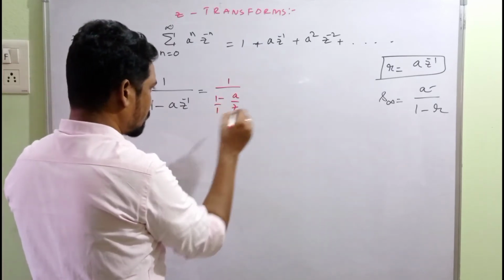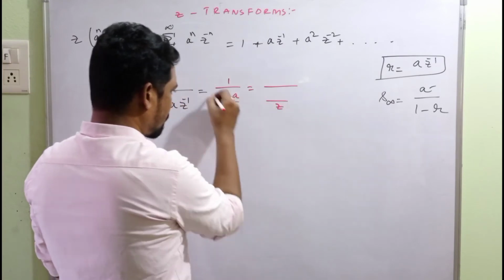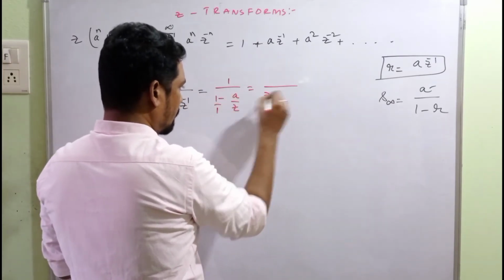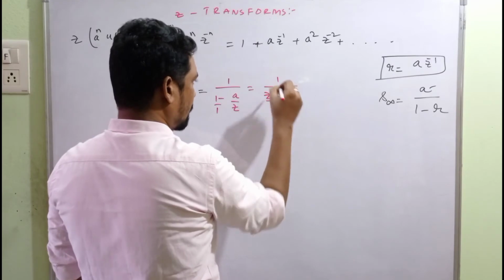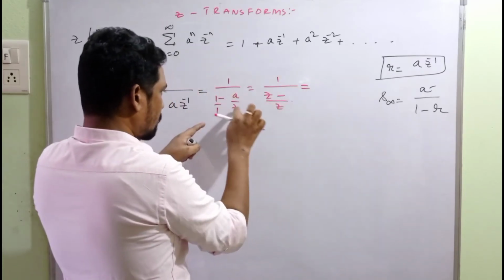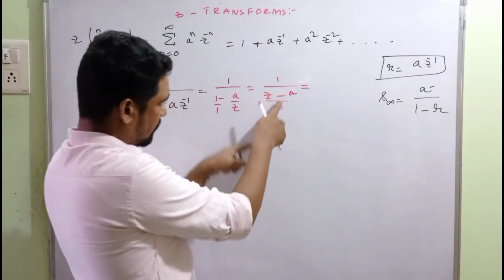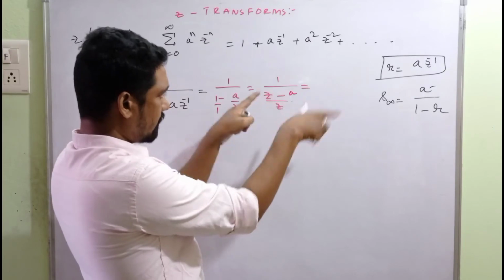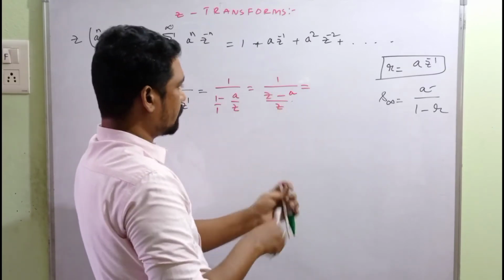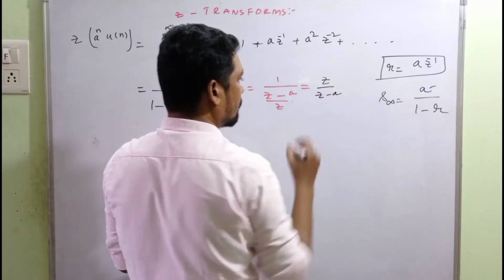So simplifying this one, that will give us the LCM. Cross multiplying, z into 1, that's z, minus 1 into a, that's a. I'm very sorry, and the denominator of the denominator flips up, right, and the final reduction will be z by z minus a, right.